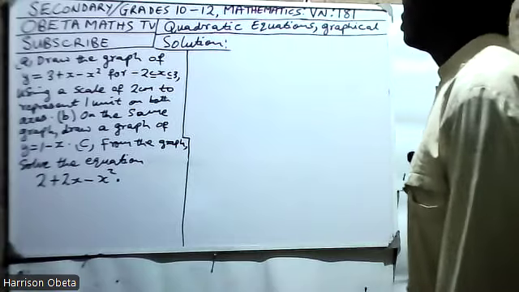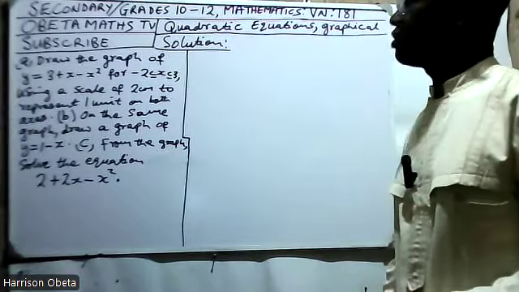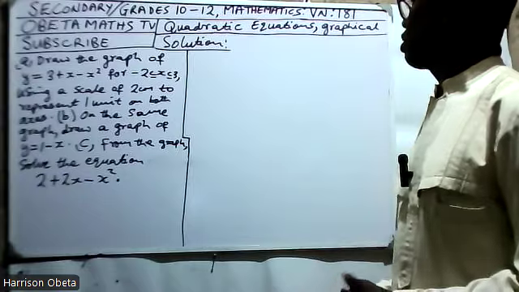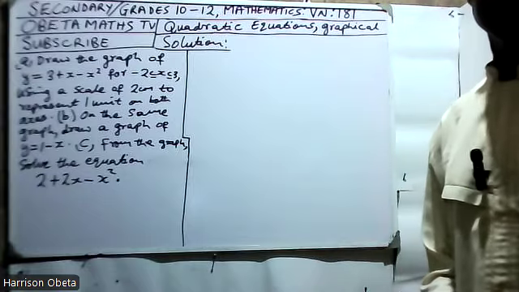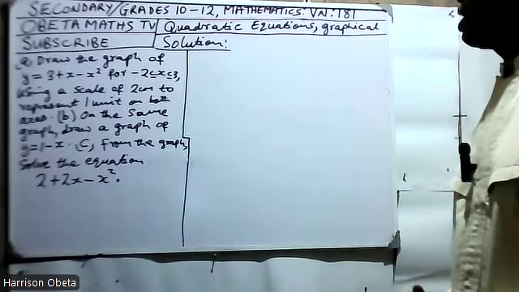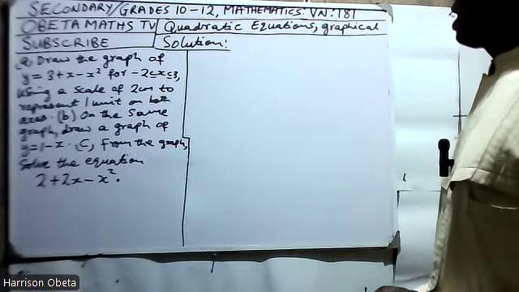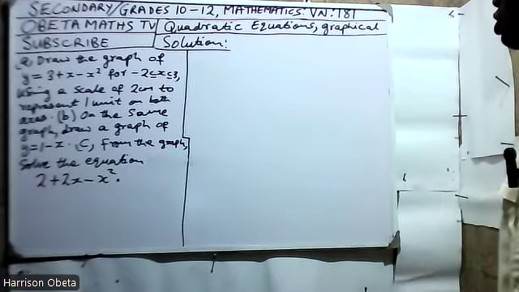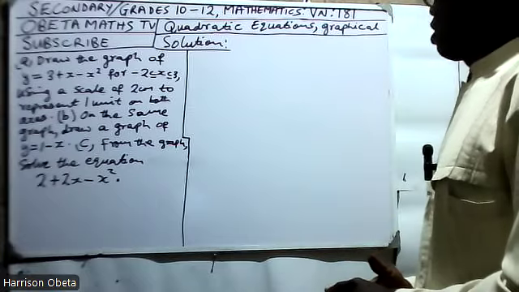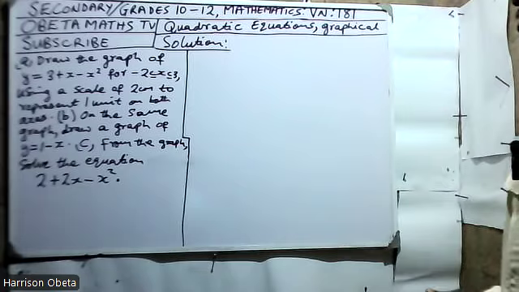Let's start. Draw the graph of y equals 3 plus x minus x squared for minus 2 less than or equal to x less than or equal to 3, using a scale of 2 cm to represent 1 unit on both axes. Question B. On the same graph, draw a graph of y equals 1 minus x. Question C. From the graph, solve the equation 2 plus 2x minus x squared.